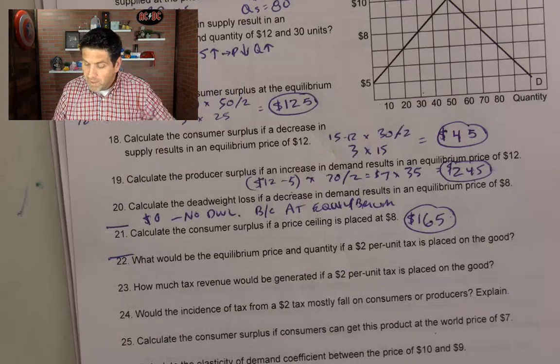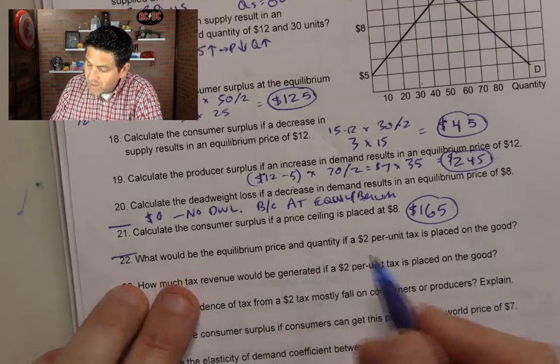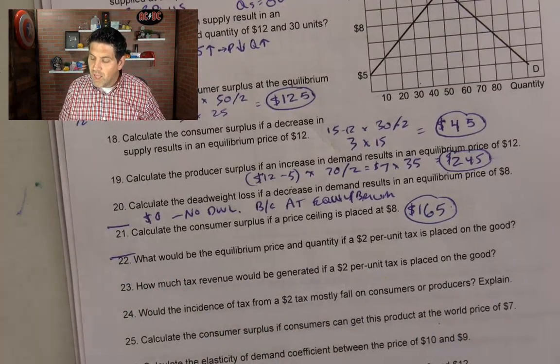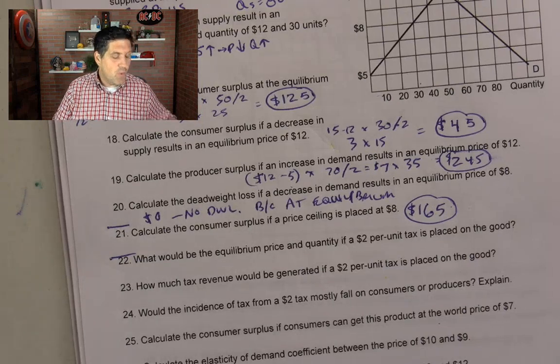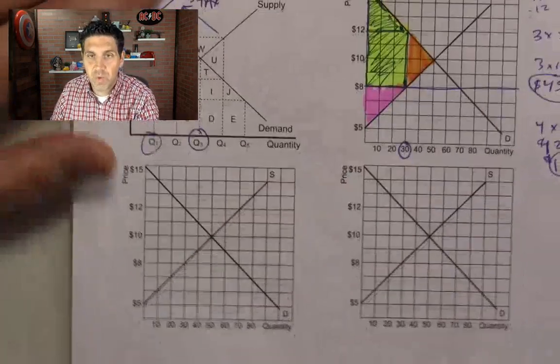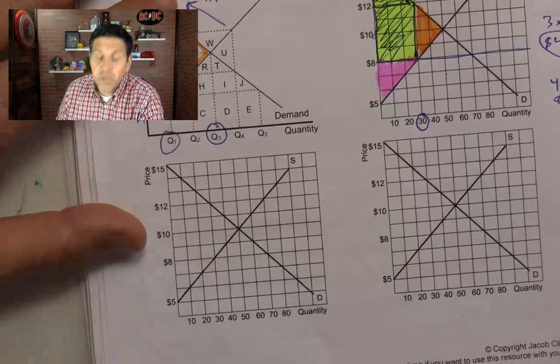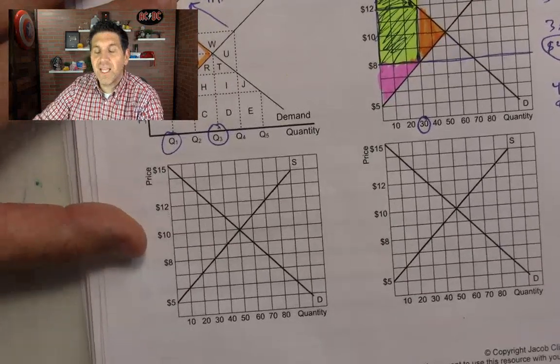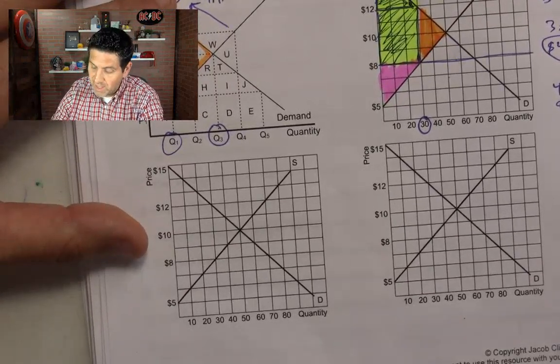All right, I'm going to keep going. What would be the equilibrium price and quantity if a per unit tax of $2 is placed on this good? So let's go now, and I'm going to draw over this one. This is going to get exciting. There's a $2 tax placed on this. So forget the ceiling, forget the floor, forget the other junk. Now it's a $2 tax.